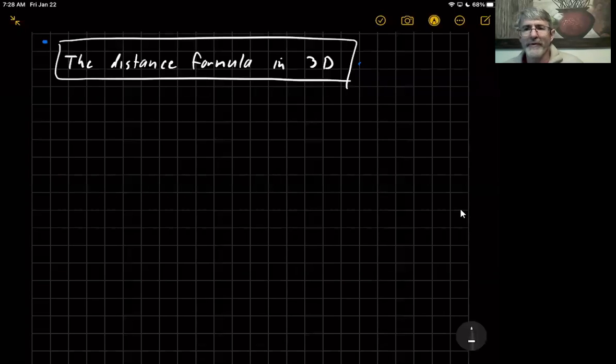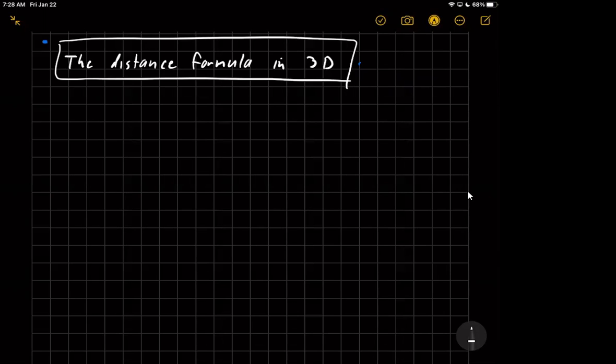Okay, so you should all be familiar with the distance formula in 2 dimensions. What we want to do is extend that out to 3 dimensions. Hopefully my drawing capabilities won't make that impossible. So first of all, let's review the distance formula in 2 dimensions.